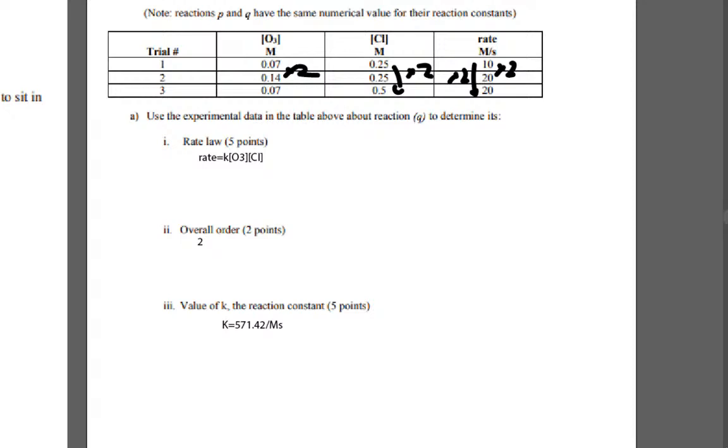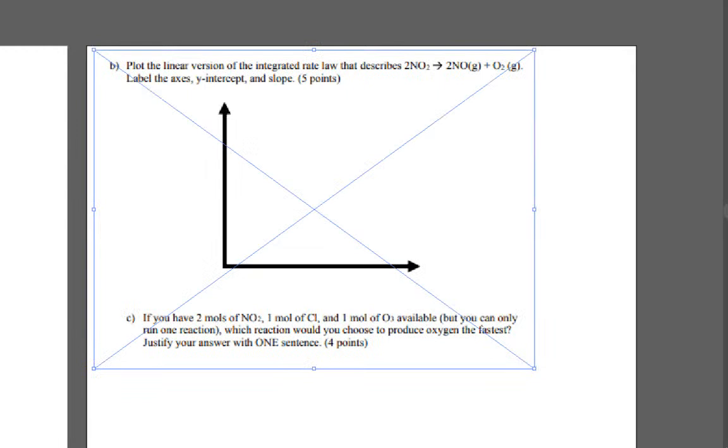And then we just need to plot this. Ah, okay. We just need to add in a new layer. No, a new artboard. There we go. File, place the new picture that I've gotten. There we go. B, plot the linear version of the integrated law that describes 2NO2 resulting in 2NO plus O2. Label the axis, y-intercept and the slope.